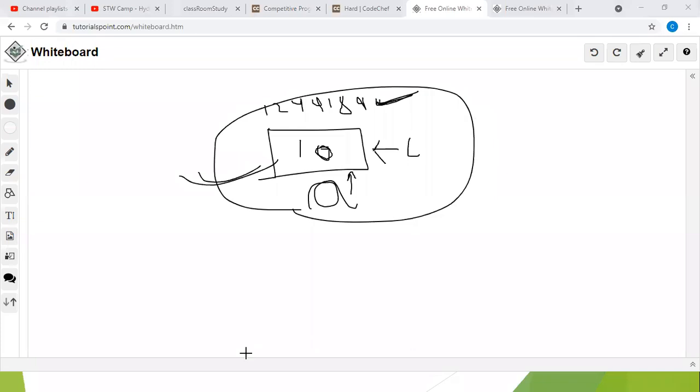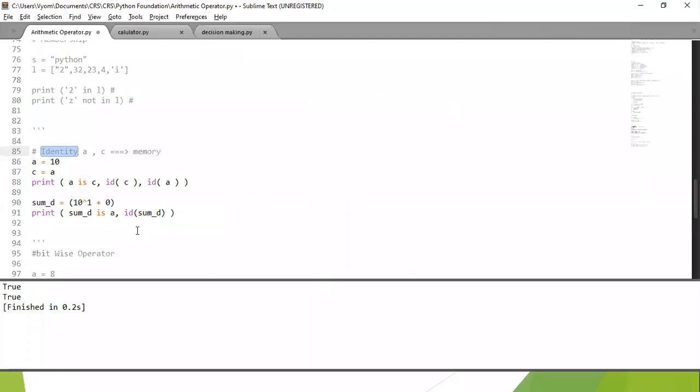Okay, so somebody is saying that time's up. Okay, if you are okay, I'll take 2 more minutes. I'll talk about identity operator, and then bitwise also I'll cover quickly. Otherwise, I don't want to drag it to next class.